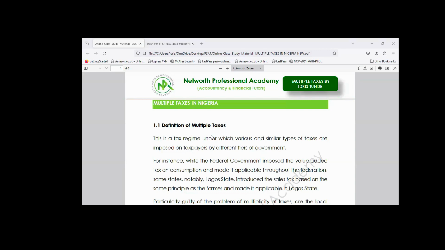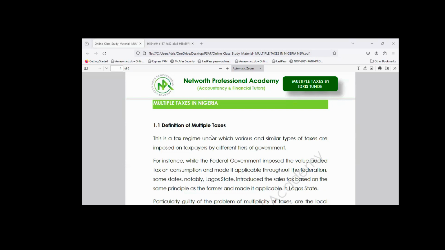from the same taxpayer. Say somebody receives an income of 1 million naira. The federal government collects its own tax, the state government collects its own tax, and the local government collects its own tax. It means where tax is collected on the same income by different tiers of government, it is referred to as multiple tax.